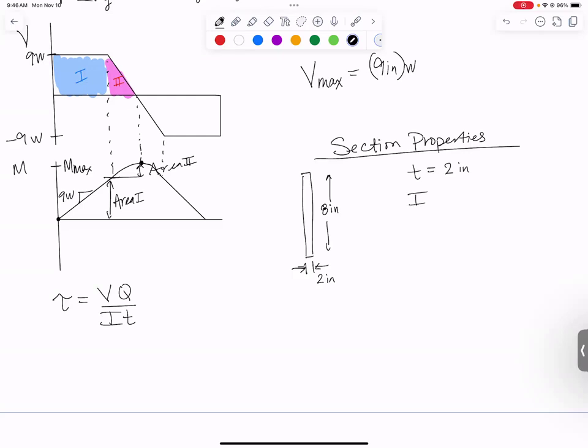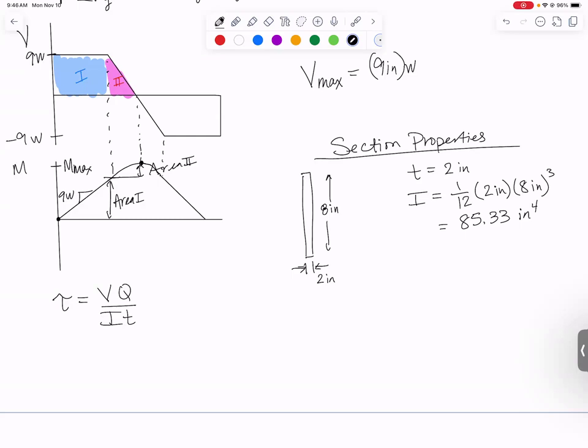Our moment of inertia, well, this is a rectangle. We want the moment of inertia about its centroid, so we just use 1/12. The base would be 2 inches, and the height would be 8 inches, which gets cubed. Let me calculate that. I get 85.33 inches to the fourth.